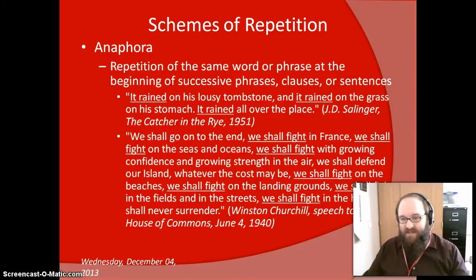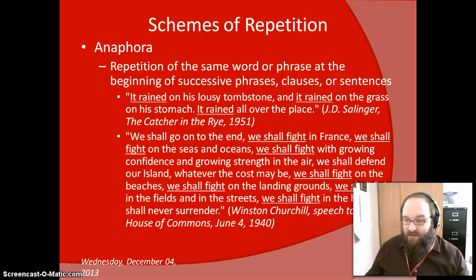So that's what makes this anaphora. Here's another famous example here from Winston Churchill. We shall go on to the end, we shall fight in France, we shall fight on the seas and oceans, we shall fight with growing confidence and growing strength in the air, we shall defend our island whatever the cost may be. We shall fight on the beaches, we shall fight on the landing grounds, we shall fight in the fields and in the streets, we shall fight in the hills, we shall never surrender.